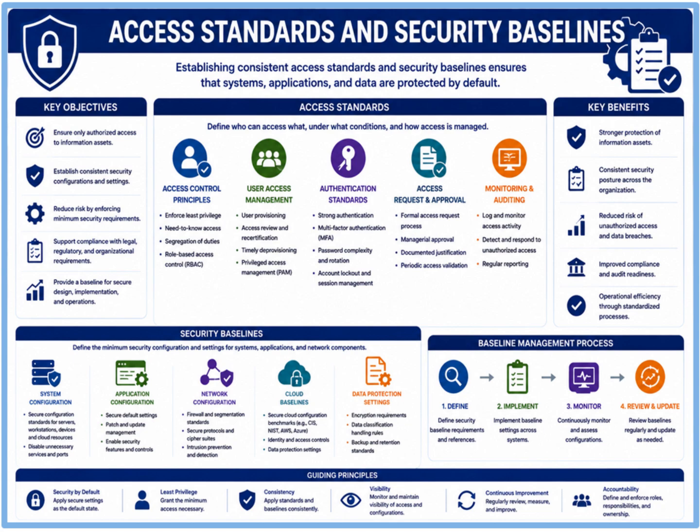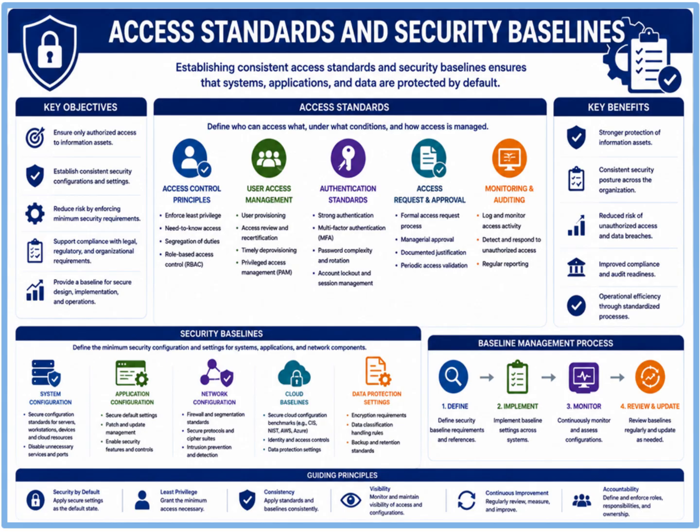Key access control principles include least privilege, need-to-know access, segregation of duties, and role-based access control. User access management includes provisioning, access reviews, recertification, timely deprovisioning, and privileged access management. Authentication standards help verify user identities and often include multi-factor authentication, password complexity requirements, session management, and account lockout controls.